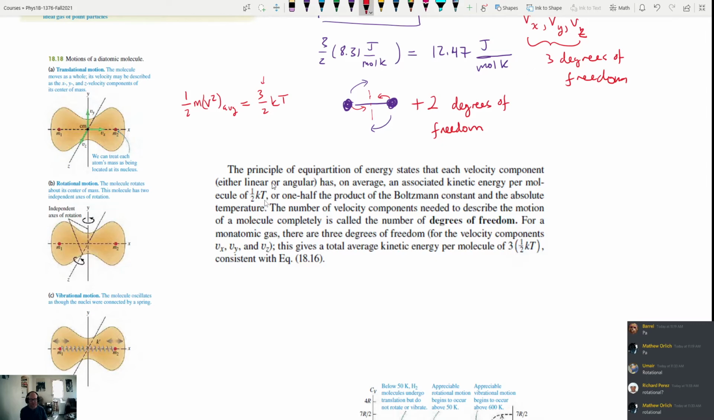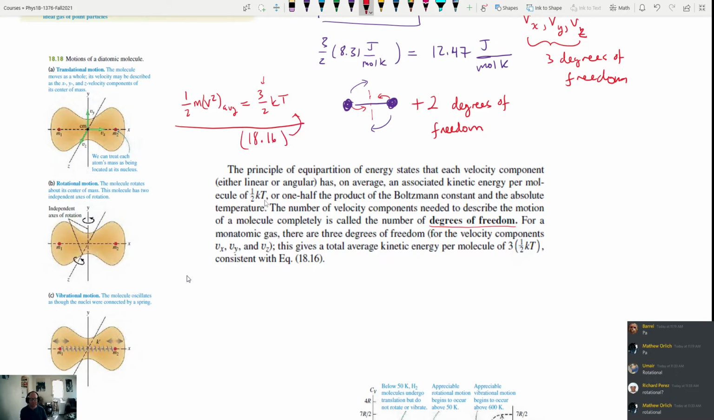And let's read it again. The principle states that each velocity component, linear or angular, has on average an associated kinetic energy per molecule of 1/2 kT, or 1/2 the product of the Boltzmann constant and the absolute temperature. The number of velocity components needed to describe the motion of a molecule completely is called the number of degrees of freedom. For a monatomic gas, there are 3 degrees of freedom for the 3 velocity components. This gives a total average kinetic energy per molecule of 3 times 1/2 kT, which is consistent with equation 18.16 right here.